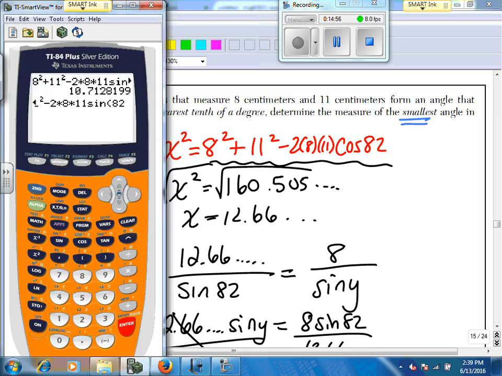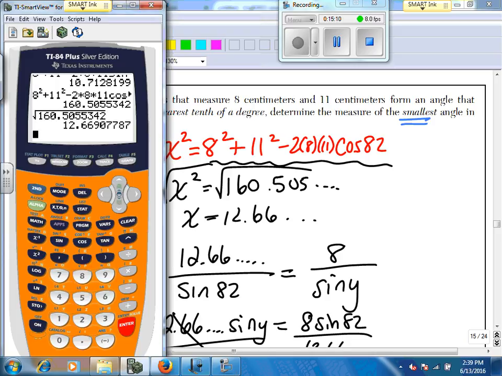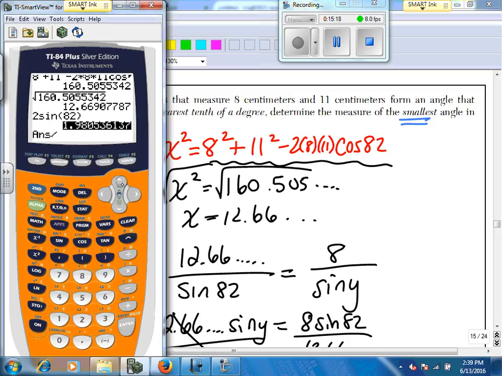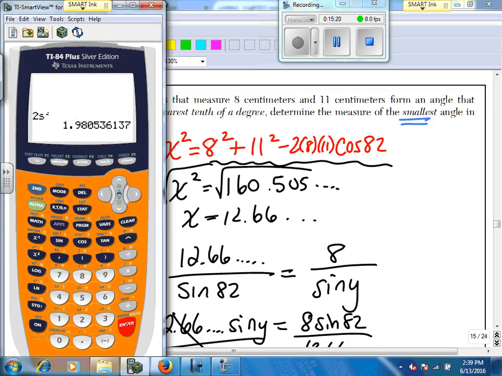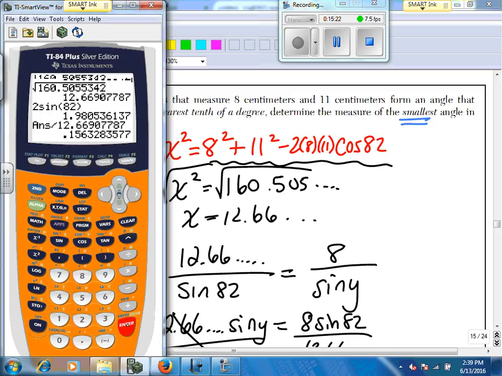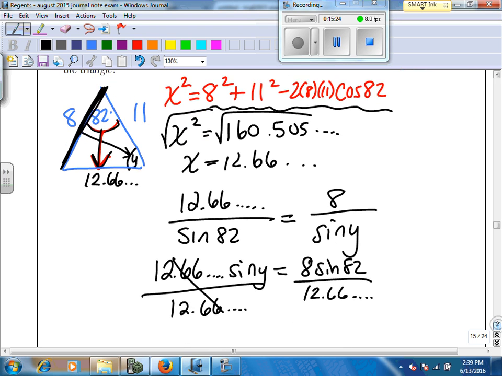Oh, cosine of 82. Oh my gosh. Okay. Cosine 82. There we go. There's that 160 number. When I take the square root of that number, that's where I get that 12.66 number, 669, whatever. Then over here, I'm going to have to do 8 sine 82, then divide it by that number. So we get 0.156, etc.